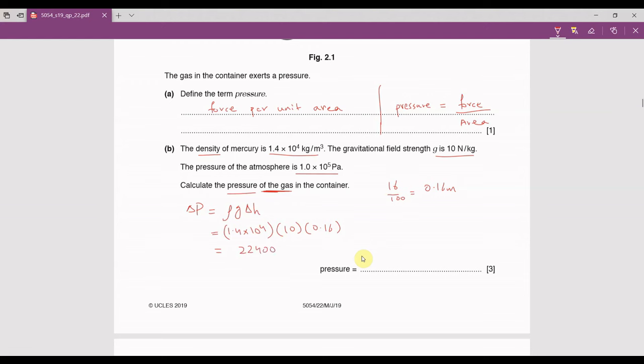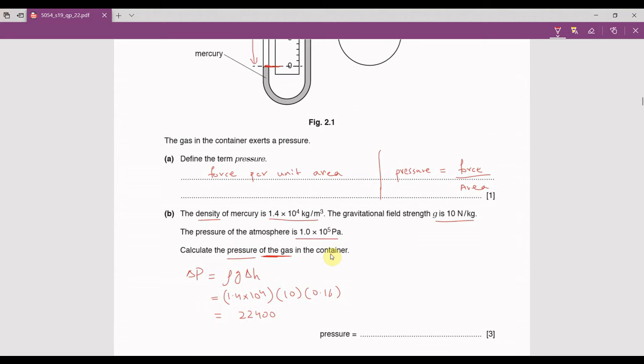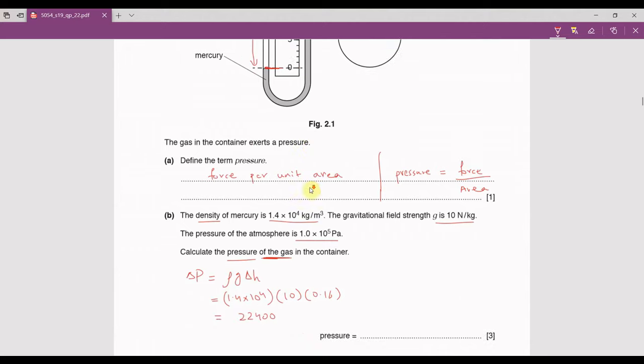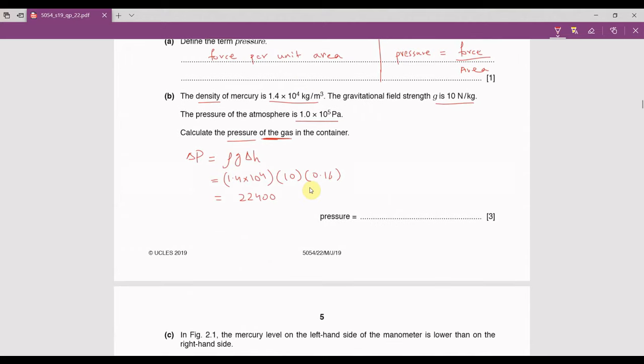22400. So this is the pressure difference between the gas and the atmosphere. But let's figure out which of them is applying more pressure. Is the gas applying more pressure than the atmosphere or less pressure than the atmosphere? From the diagram you can see that the atmosphere is pushing the mercury down much more compared to the gas. So the pressure of the atmosphere is much more on the left hand side than the pressure of the gas. So what we have to do is, if the difference in pressure is this much, then all you have to do is subtract this value from the atmospheric pressure and you will get the pressure of the gas.